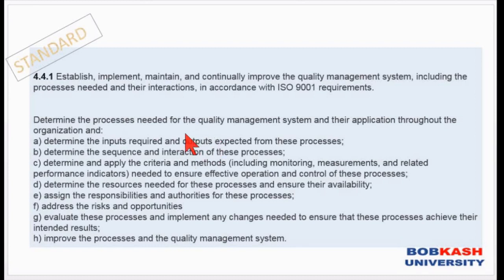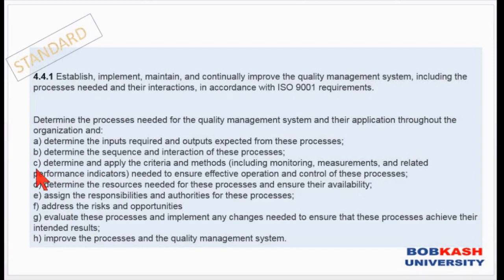What is B? B says you have to determine the sequence of the process. In this process, what will be step A, step B, step C, step D, and so on. So I have to determine the sequence and the interaction of these processes. That means where the processes are talking to each other, where one process is giving something to the other.